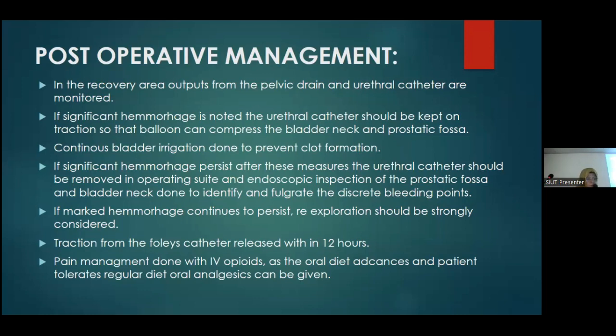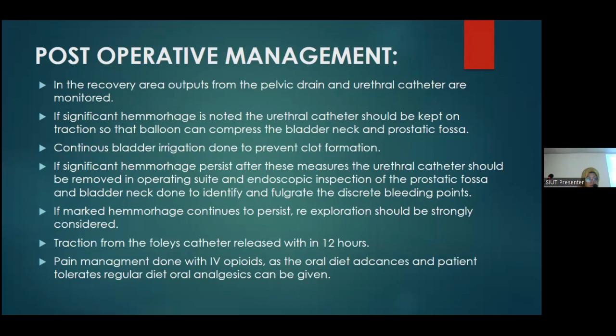The postoperative management for simple open prostatectomy is that in the recovery area, you will observe the pelvic drain and the urethral catheters for hemorrhage or for a working drain. Continuous bladder irrigation should be done to prevent clot formation. If there is persistent hemorrhage after applying traction to the urethral catheter, the patient is taken to the operating suite for endoscopic inspection of the prostatic fossa and the bladder neck to identify and fulgurate discrete bleeding points. If marked hemorrhage continues to persist, re-exploration should be strongly considered.